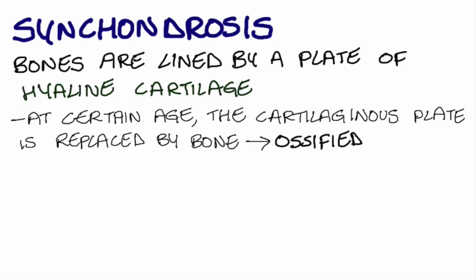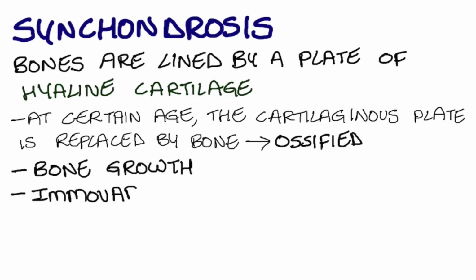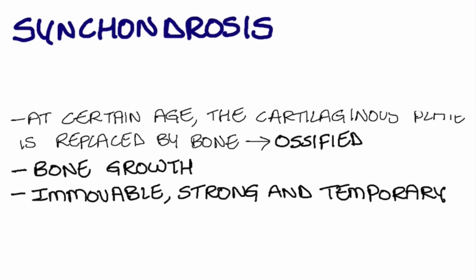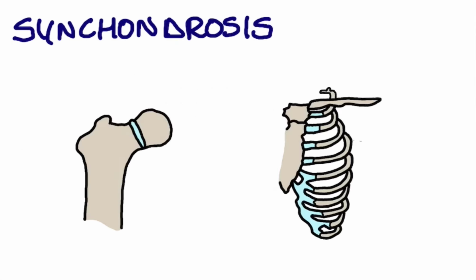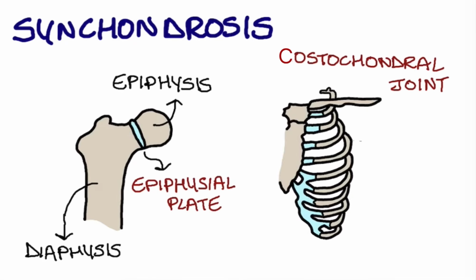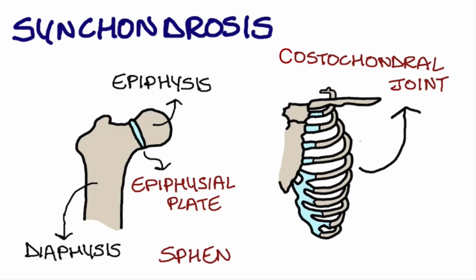They are primarily designed for bone growth. These joints are immovable, strong, and temporary. The examples are joints between epiphysis and diaphysis of a growing long bone, that is, the epiphyseal plate, costochondral joint, and spheno-occipital joint.